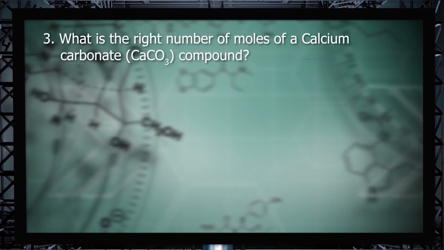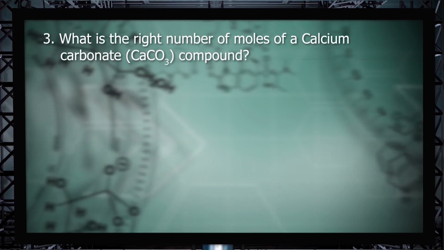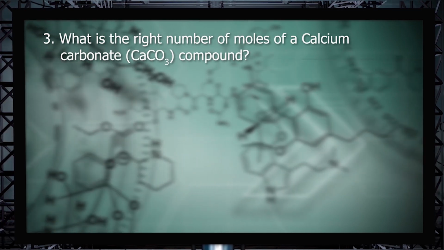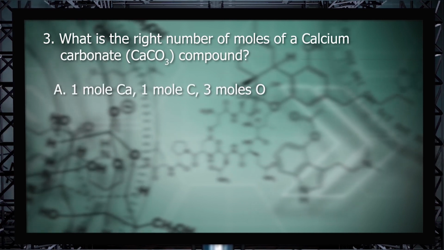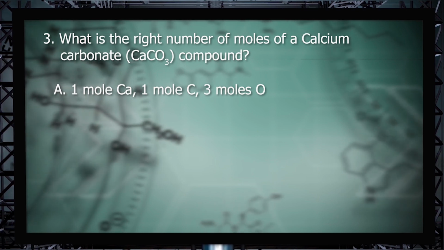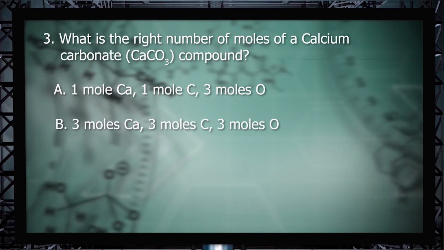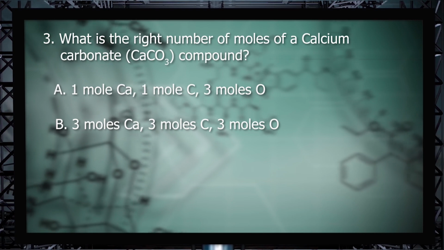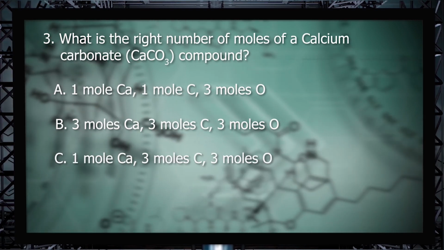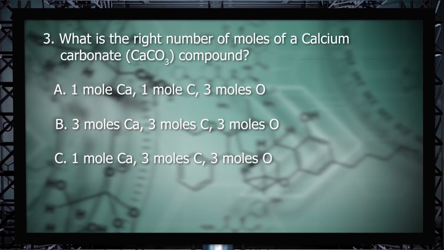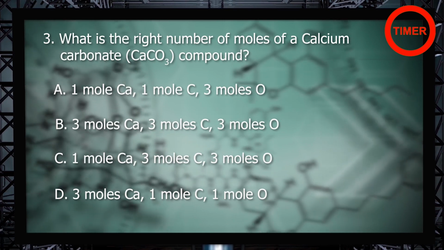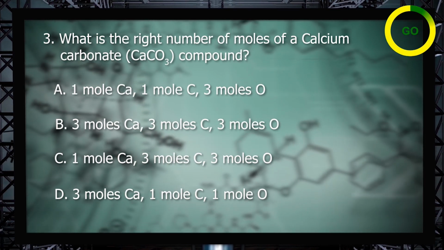Number 3. What is the right number of moles of a calcium carbonate CaCO3 compound? A. 1 mole Ca, 1 mole C, 3 moles O. B. 3 moles Ca, 3 moles C, 3 moles O. C. 1 mole Ca, 3 moles C, 3 moles O. And D. 3 moles Ca, 1 mole C, and 1 mole O.